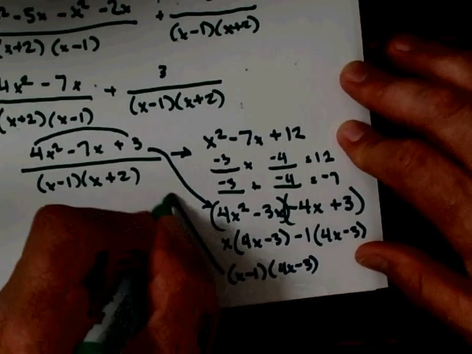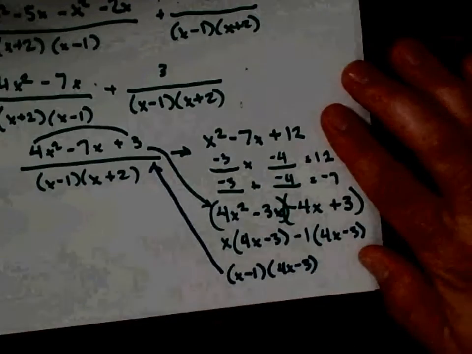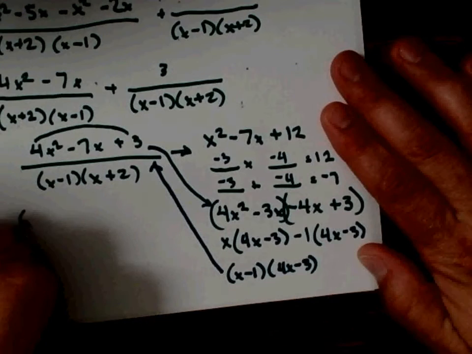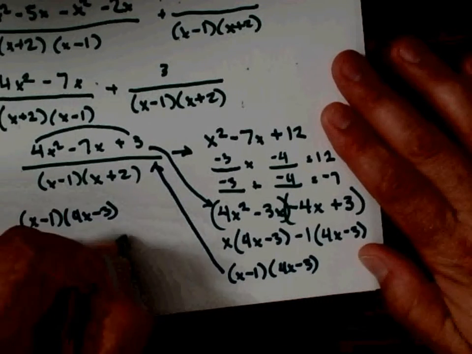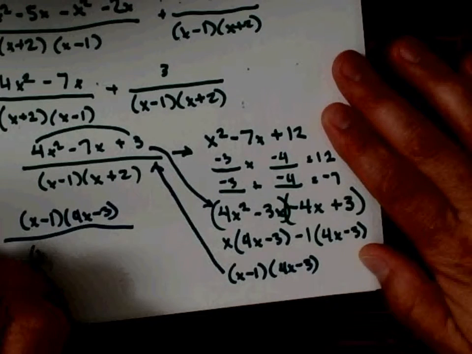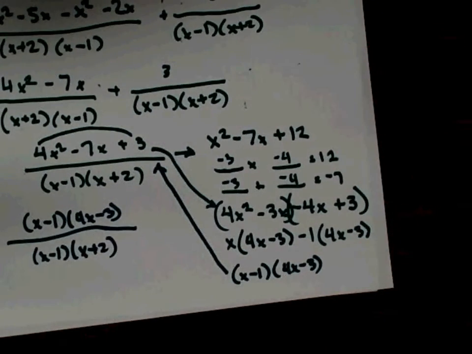And so now I can take that and replace that in my numerator. Is there anything that you see will cancel? Yeah. X minus 1, 4x minus 3, x minus 1, x plus 2.